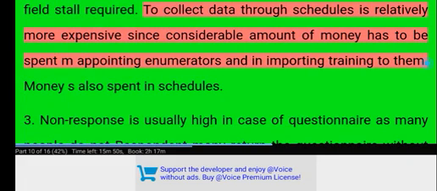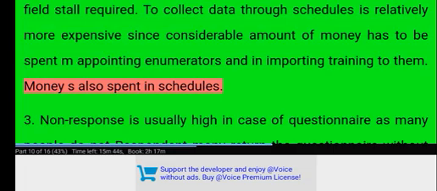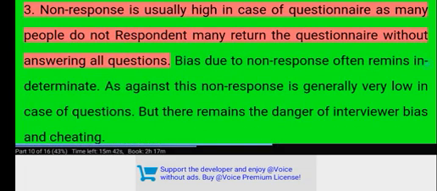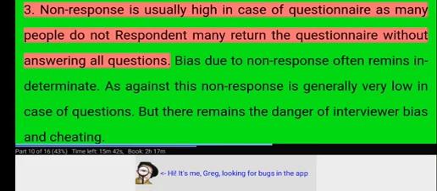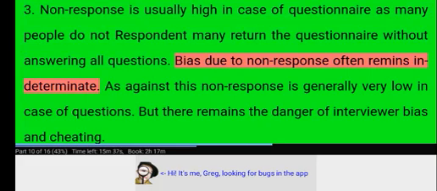To collect data through schedules is relatively more expensive, since a considerable amount of money has to be spent appointing enumerators and imparting training to them. Money is also spent on schedules. 3. Non-response is usually high in case of questionnaires, as many people do not respond and many return the questionnaire without answering all questions. Bias due to non-response often remains indeterminate.